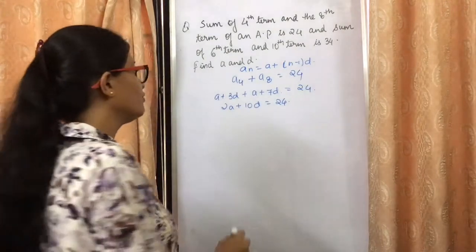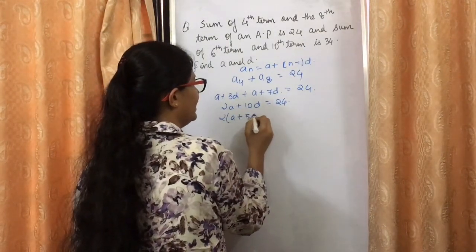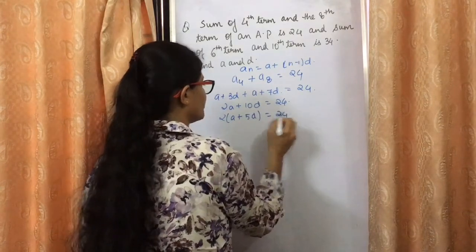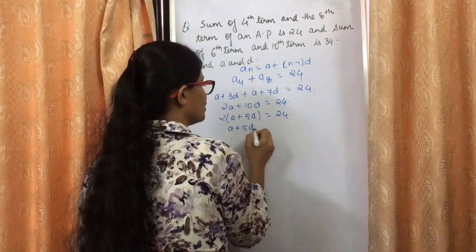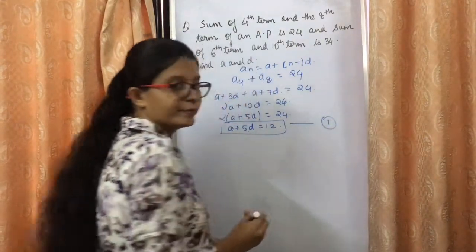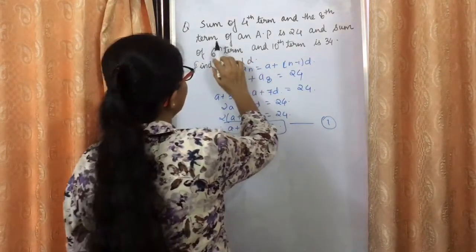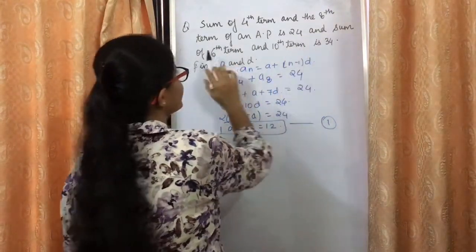Can we take 2 common from the equation? If we take 2 common, you will get A plus 5D is equal to 12. So this is our equation number 1. Once the equation number 1 is come, अभी आगे देखते हैं: sum of 6th term and 10th term is 34.